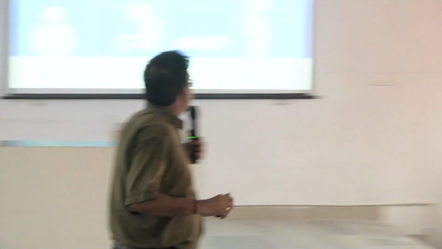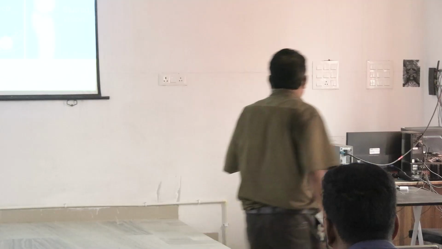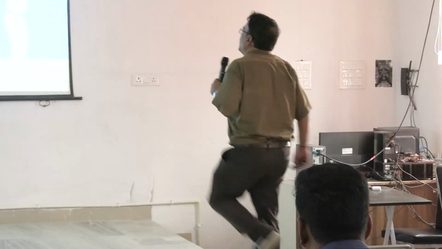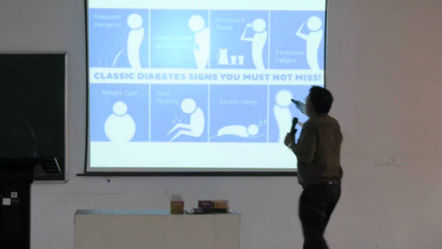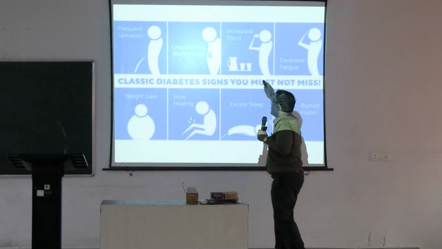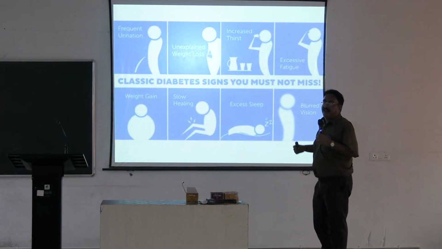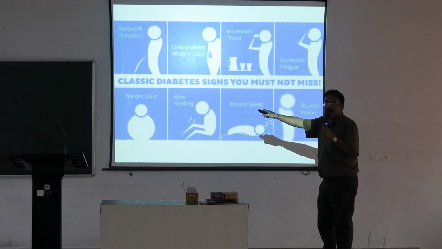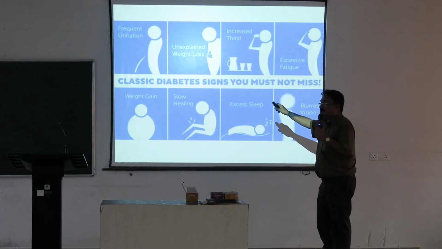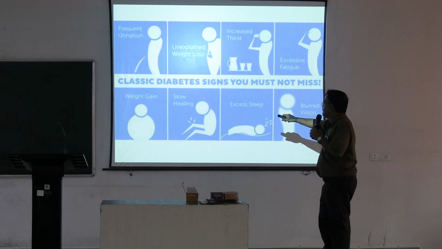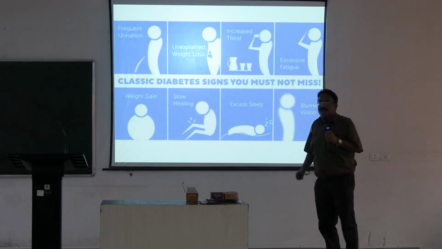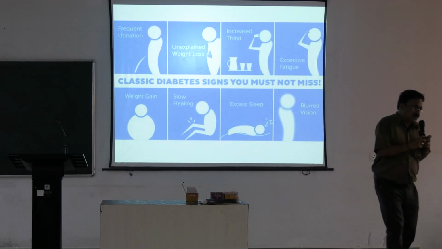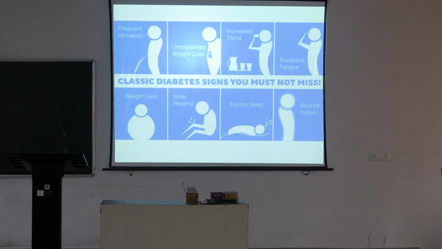Okay. So classical diabetes symptoms you should not miss. First one is, as your friend said, frequent urination. Second one is unexplained weight loss. Third one is increased thirst. This is also what somebody said. Excessive fatigue. Fourth one is both weight gain and weight loss are symptoms, mind you. Weight gain and weight loss are both there. Slow healing of any ulcers, excessive sleep, and blurred vision. So these are the things which are there. These are warning signs of diabetes that one should not miss.